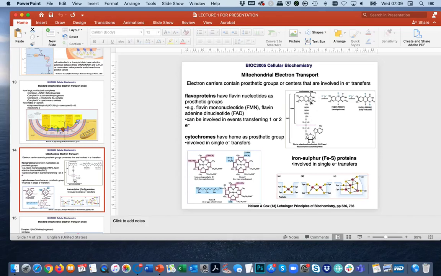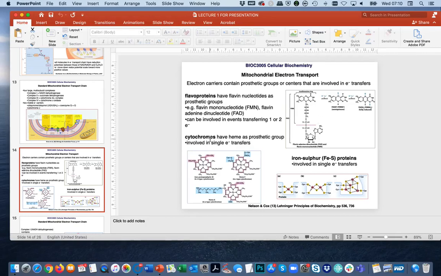And remember, FMN and FAD are able to carry, be involved, transfer, whichever word you like to say, 1 or 2 electrons, which means that they have intermediate structures. Okay, they can exist in an intermediate state where they've accepted 1 electron, and then they can be in a fully reduced state where they've accepted 2 electrons.